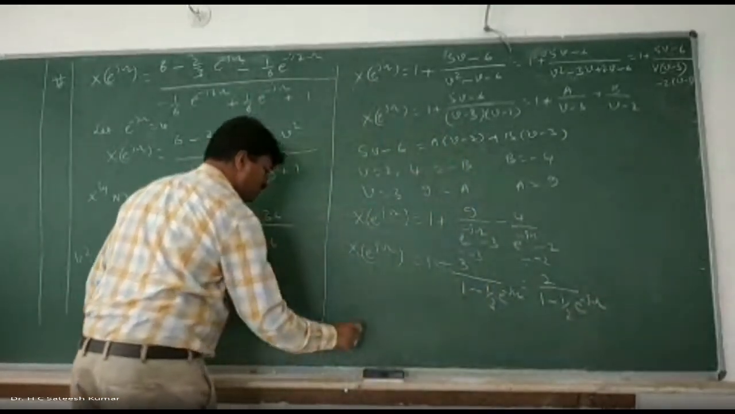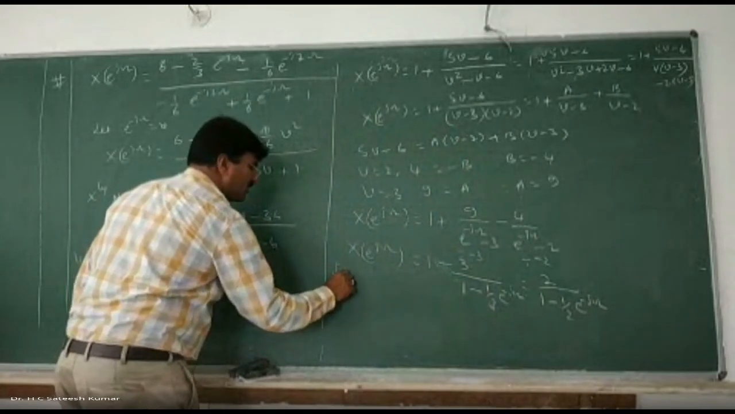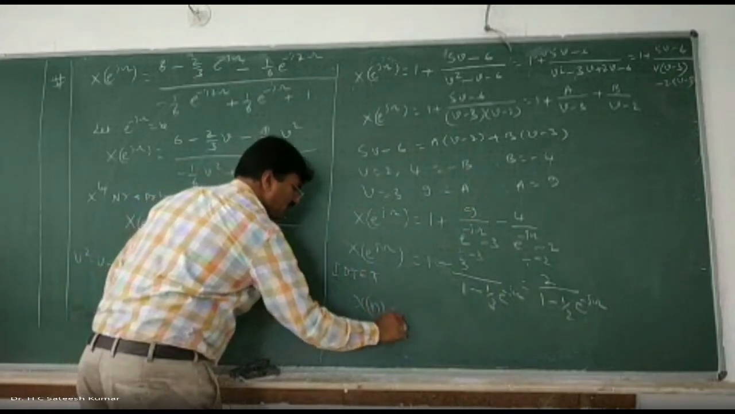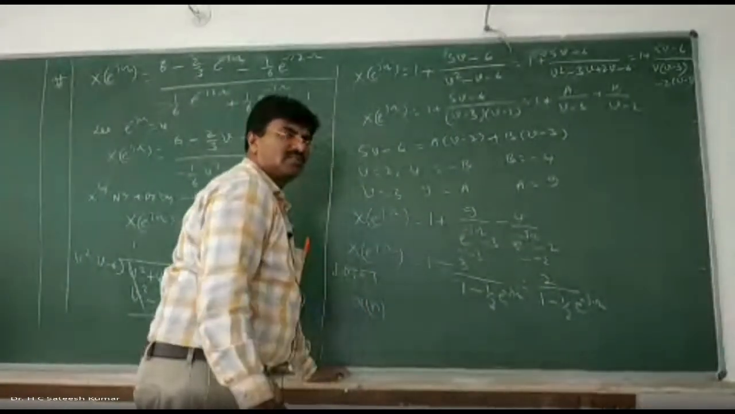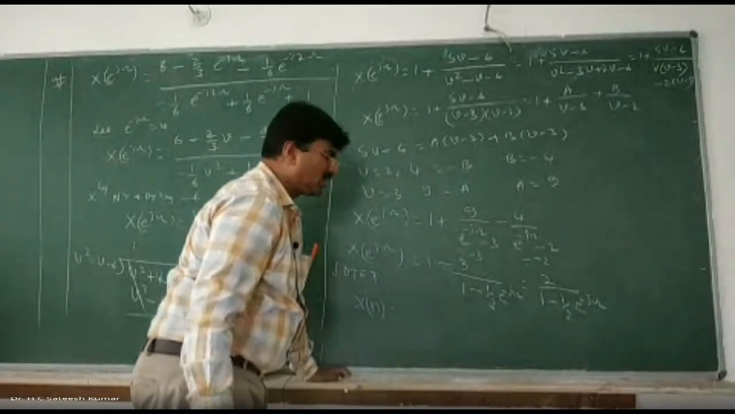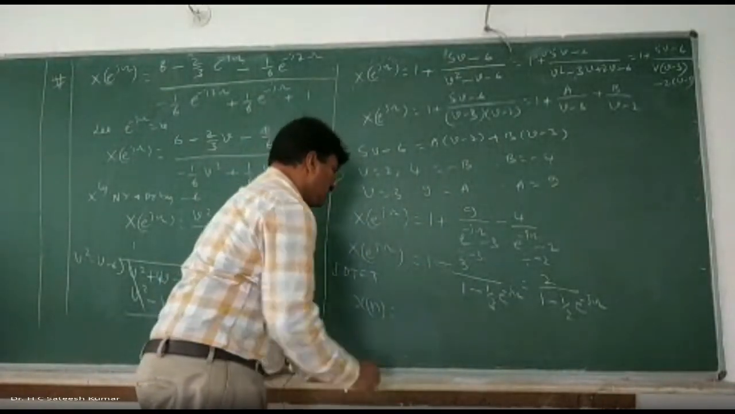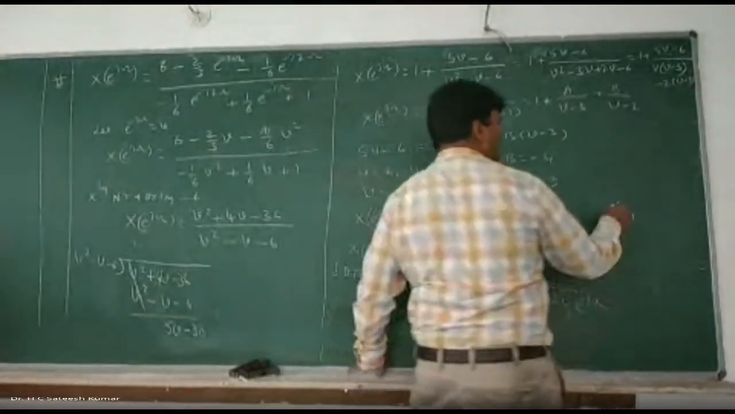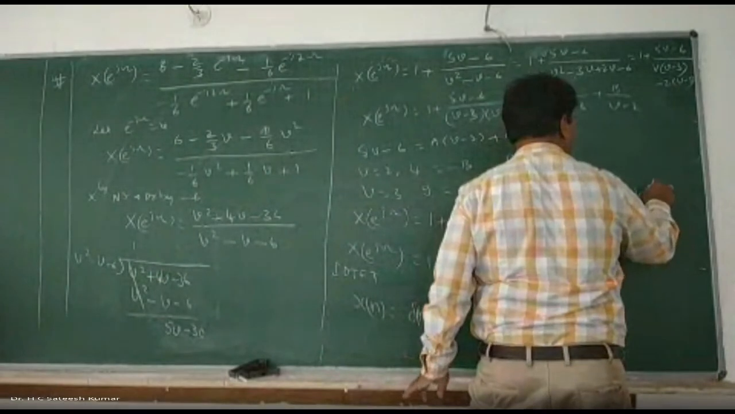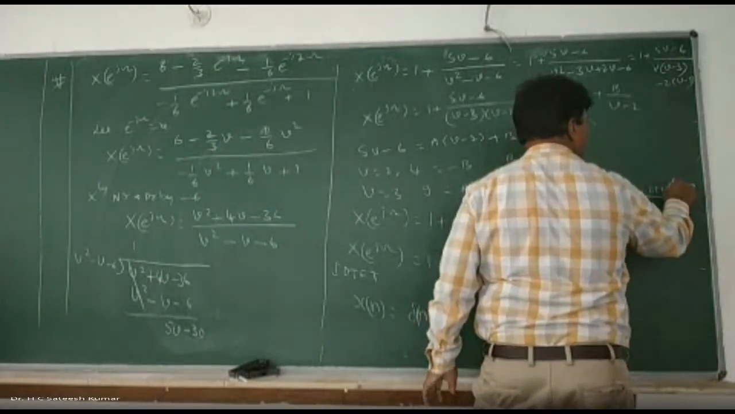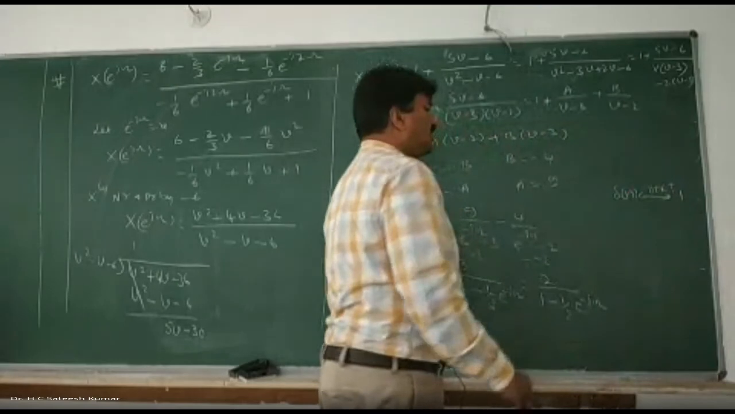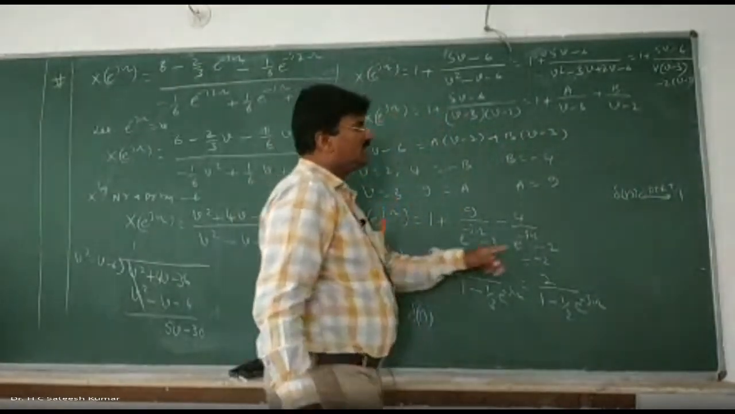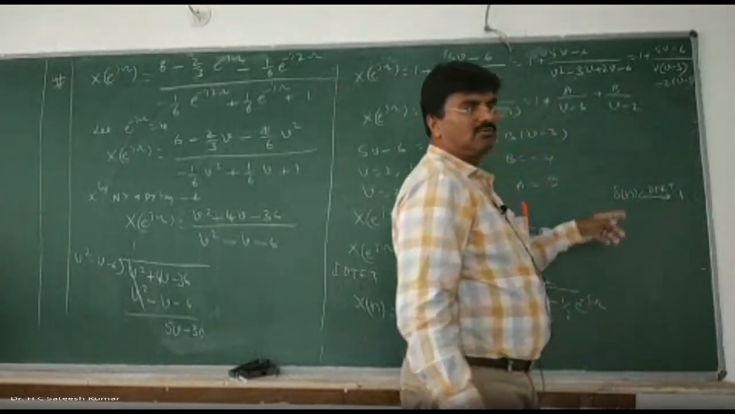Take the inverse DTFT on both sides. X of e to the power of j omega inverse DTFT is x of n. 1 as inverse DTFT, what? Delta of n. How do you say that? We all know that delta of n has DTFT 1, no? Therefore, delta of n has DTFT 1. So 1 is in the frequency domain, and since it is in the frequency domain, the inverse DTFT of 1 is delta of n.